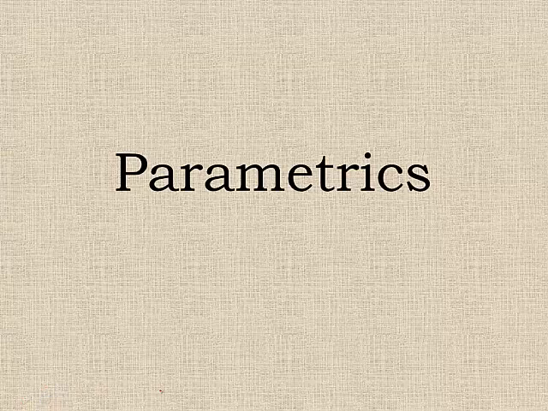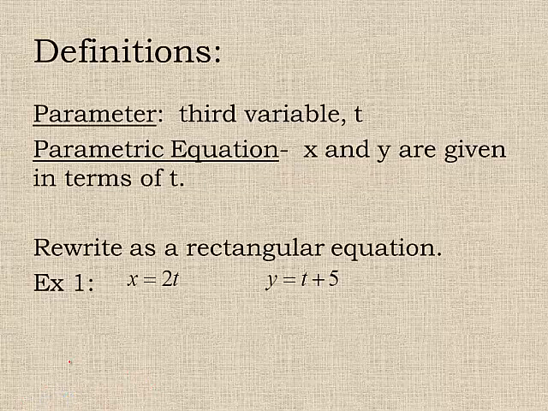Okay, this video is about what we call parametrics. Parametric means a third variable, which is t. A parametric equation means there are x and y equations, x is equal to something and y is equal to something, and they're given in terms of t. It makes more sense when you see some examples.